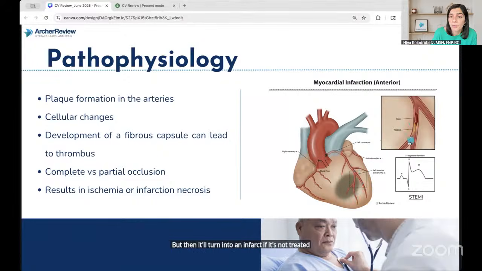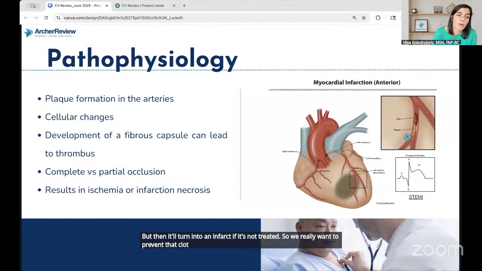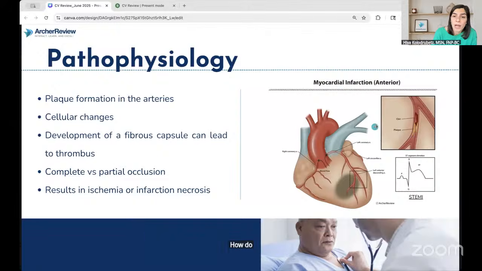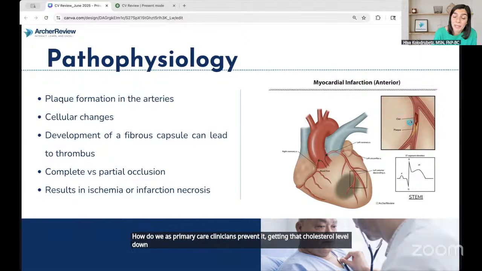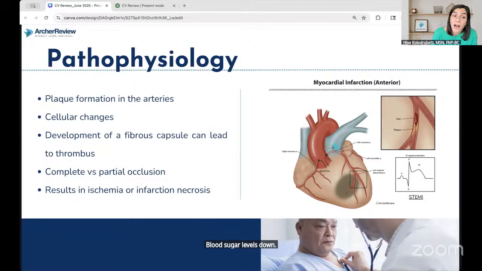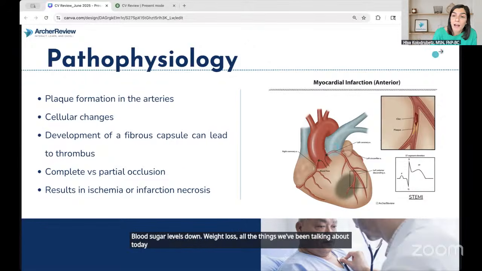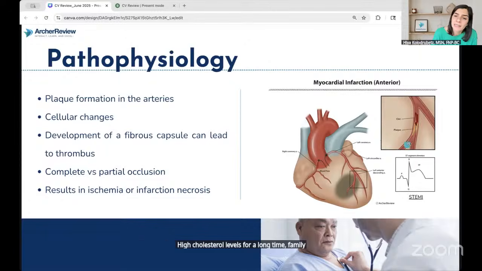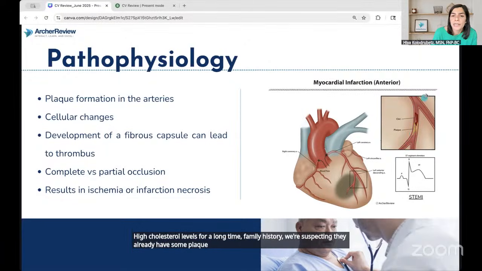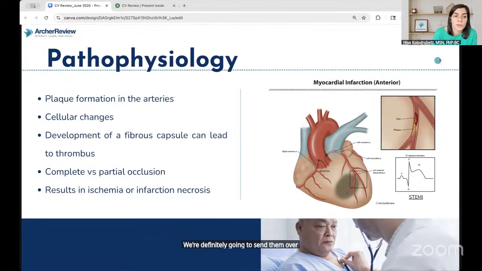So we really want to prevent that plaque formation. How do we as primary care clinicians prevent it? Getting that cholesterol level down, the blood pressure down, blood sugar levels down, weight loss, all the things we've been talking about today. That is our role in primary care. And anyone we're suspecting with already high cholesterol levels for a long time, family history, we're suspecting they already have some plaque buildup, we're definitely going to send them over to cardiology to do a further evaluation.